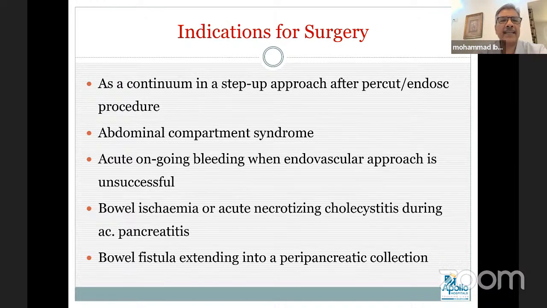The exclusive indications are, as a continuum in a step-up approach after percutaneous or endoscopic procedure, abdominal compartment syndrome, a very poorly understood entity, acute ongoing bleed when endovascular approach is unsuccessful, acute necrotizing cholecystitis during acute pancreatitis, and fistula extending into peripancreatic collection.